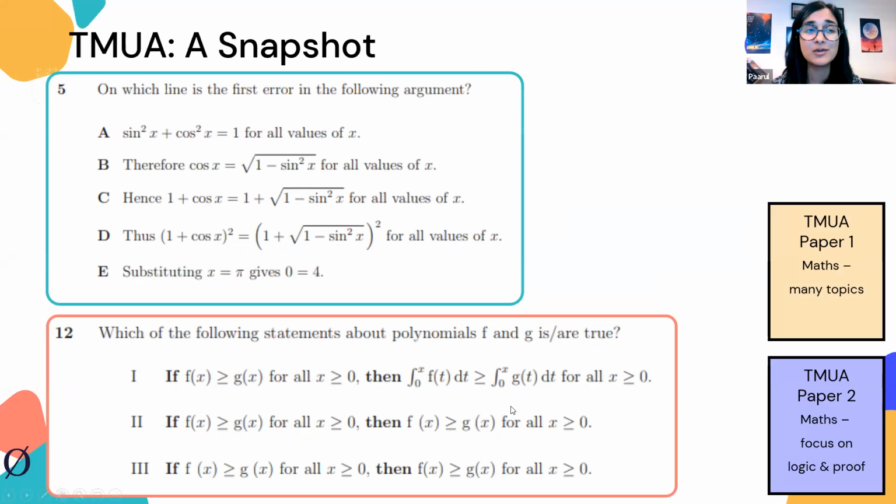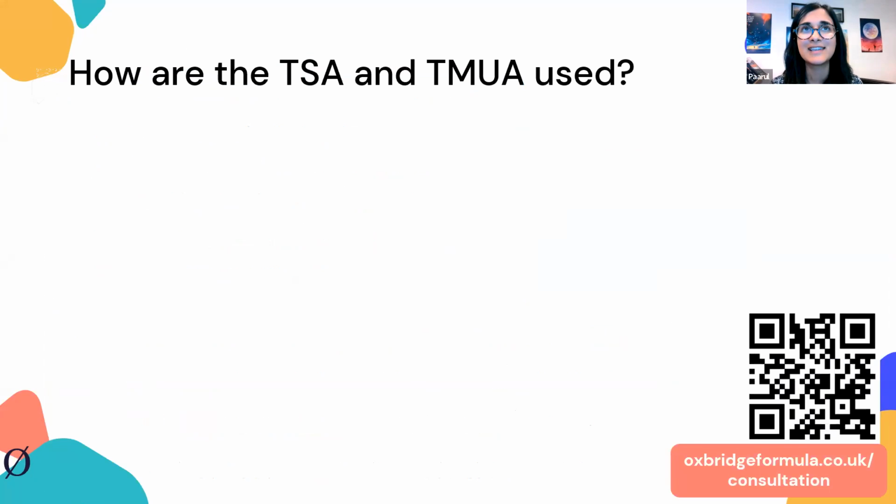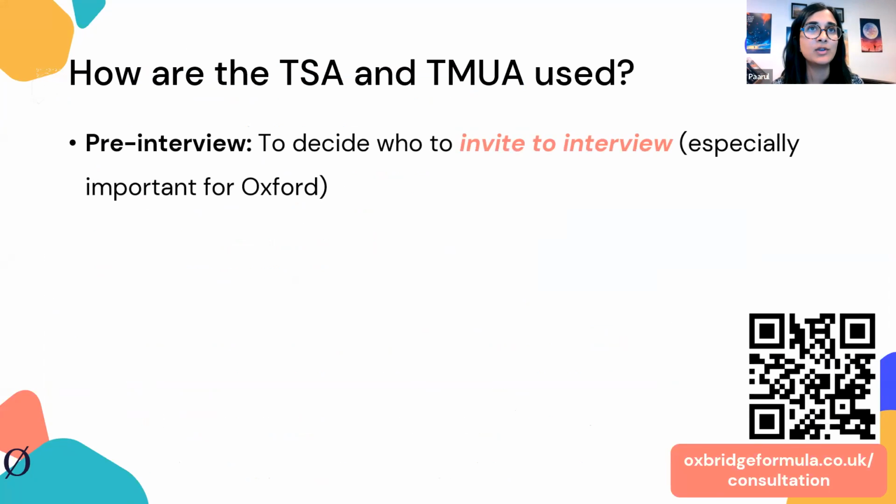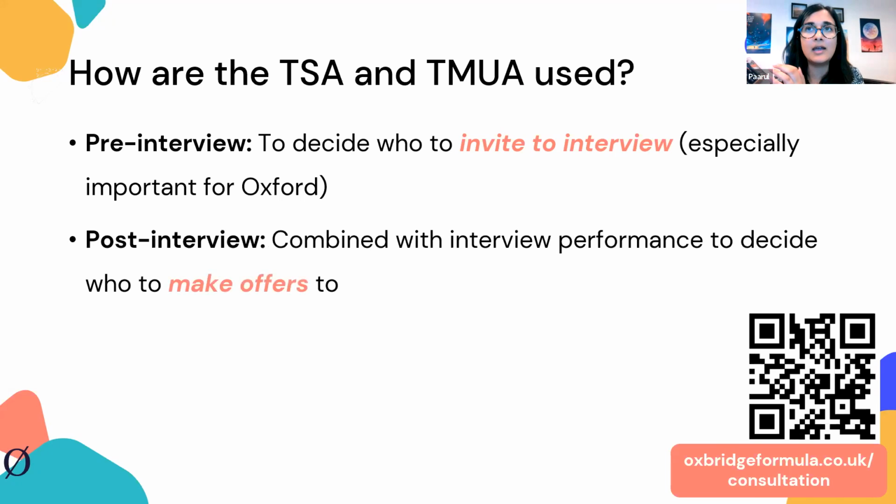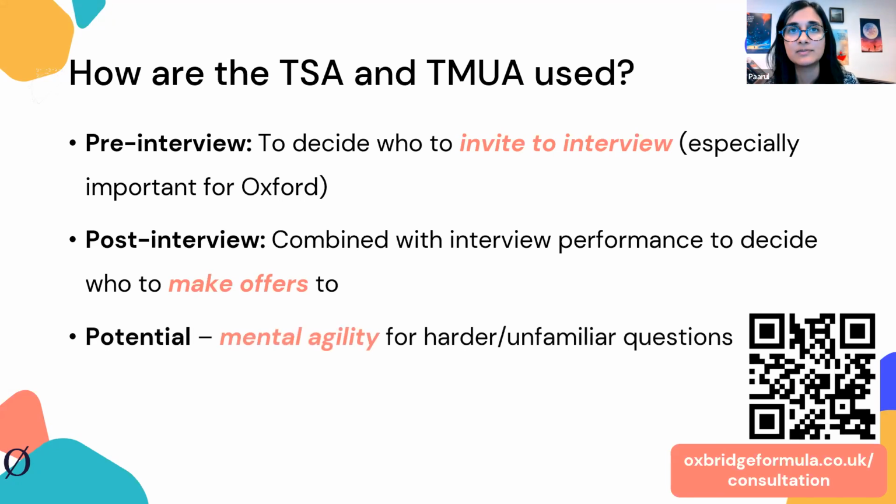Okay, so there's quite a lot of work to do, I think, in 3 minutes, which I think we're going to see in a second as well. So how are the TSA and TMUA used? They are used pre-interview to decide who to invite to interview. As we saw from the graphs earlier, it's important for both, but Oxford will not invite you if you don't get a good score in the TSA, whereas for Cambridge, they might invite you if you don't get as good a score. But then at the end, Cambridge will combine it with your interview performance to decide who to make an offer to. So they'll make more interview offers, but then also consider your score in the TMUA when they are deciding who to make offers to, as well as your interview performance.